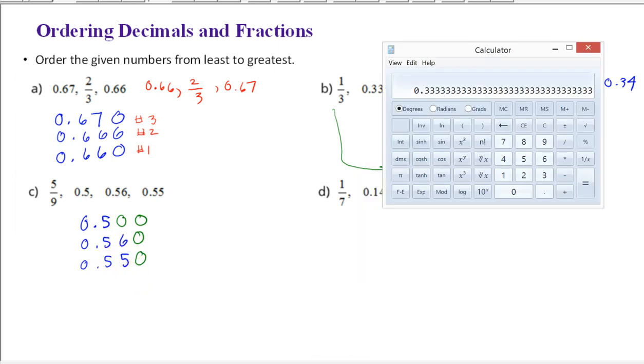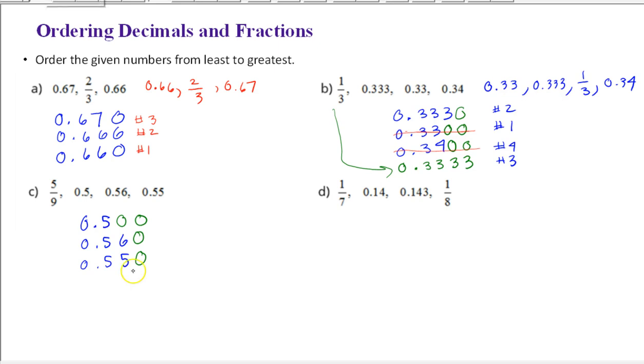We're going to find 5/9, and that is a bunch of 5s forever. Again, we don't need all of these. We only need to go 3 decimal places. Okay, we're not rounding. We're just going to write the exact number, 0.555. Okay, so now we can just compare 500, 560, 550, 555.